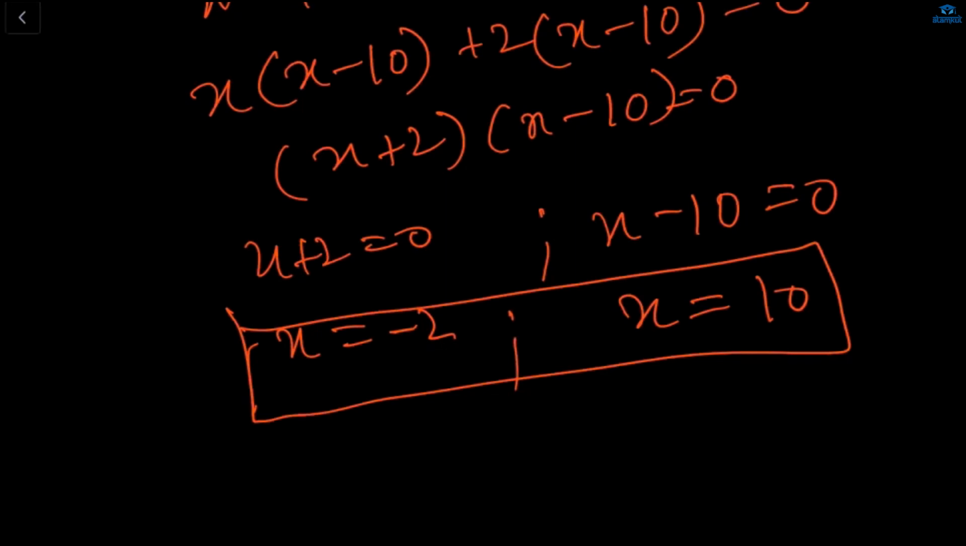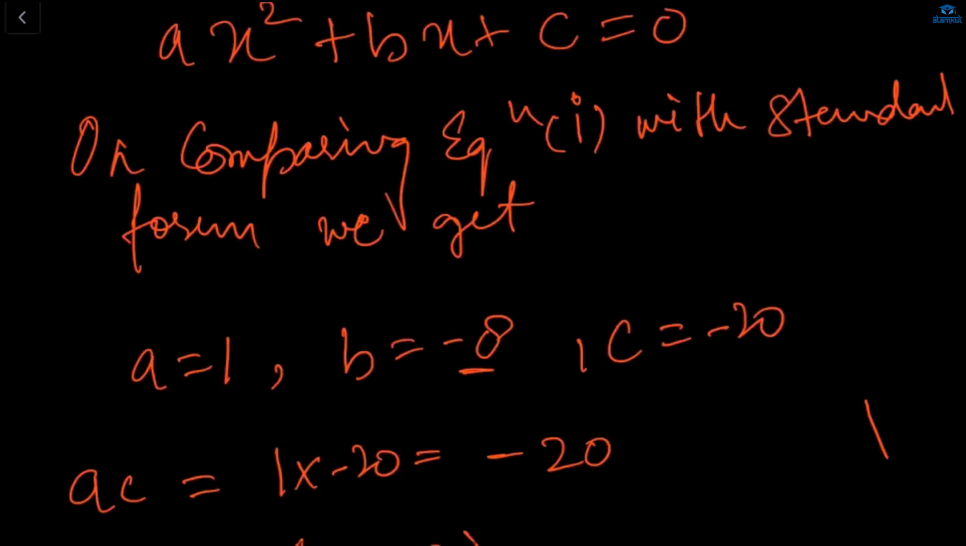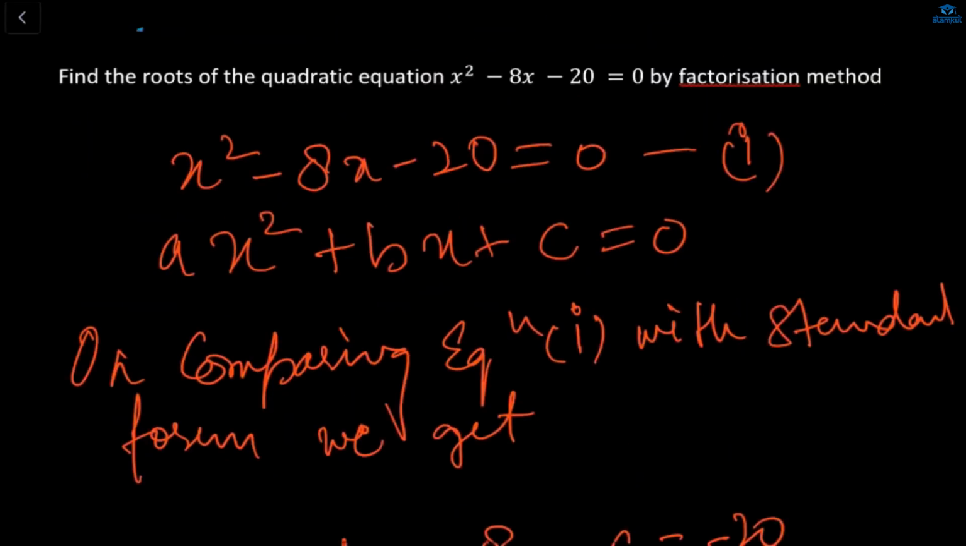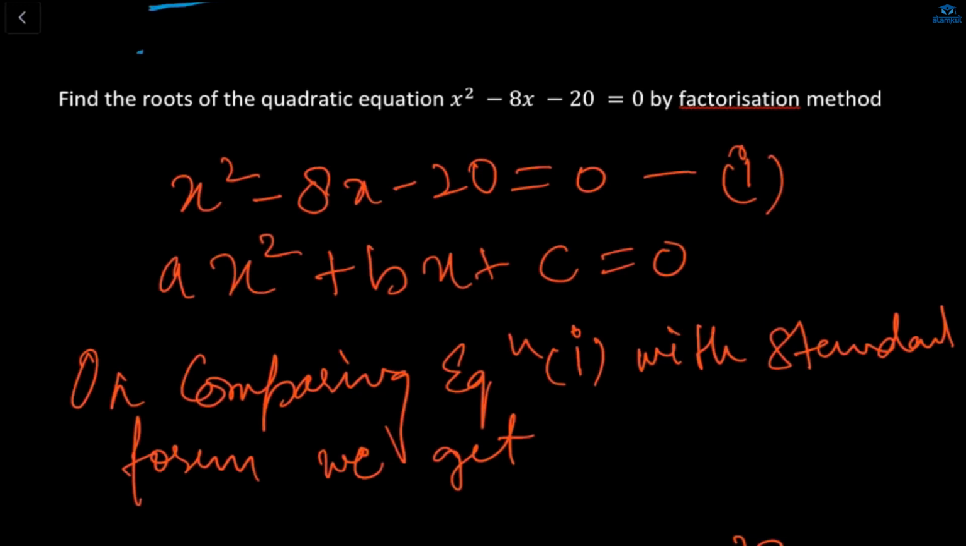Understood? Any doubt? I think you have already done this middle term splitting in your polynomial, and in the factorization also in the polynomial. So the same thing we are going to apply here, because this is about the factorization method. Any doubt in this factorization method? How to get the roots of the quadratic equation?